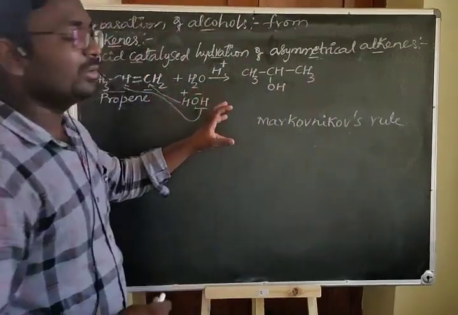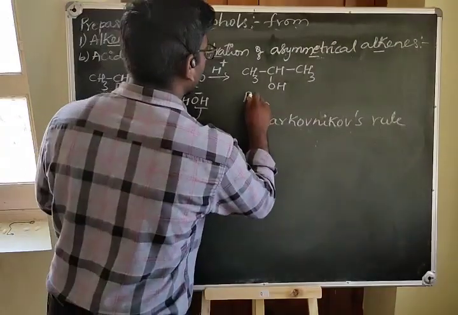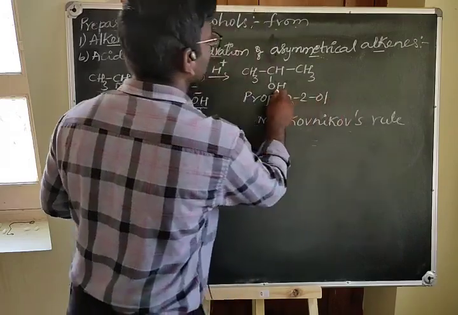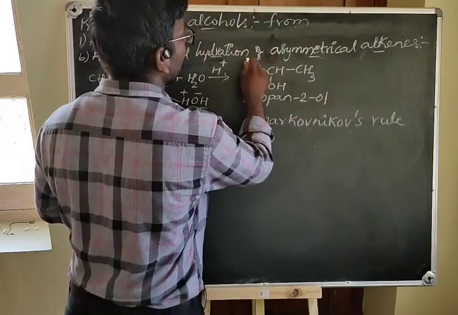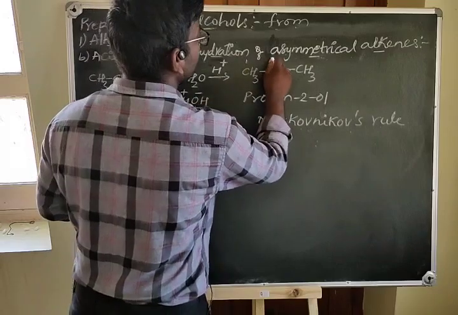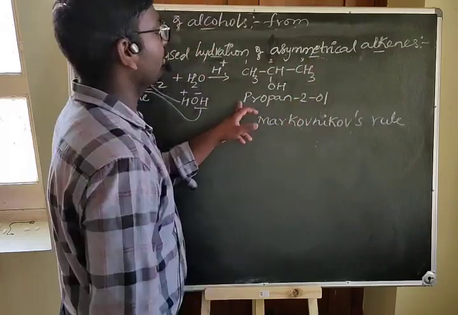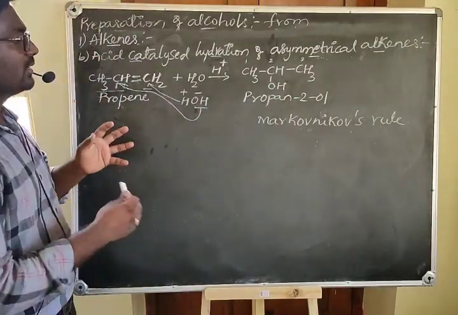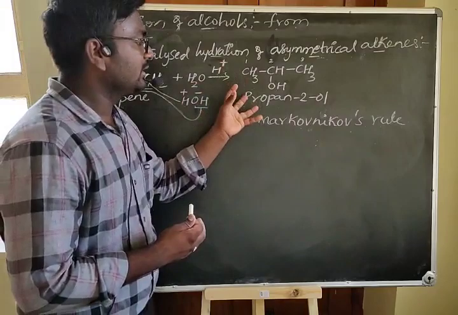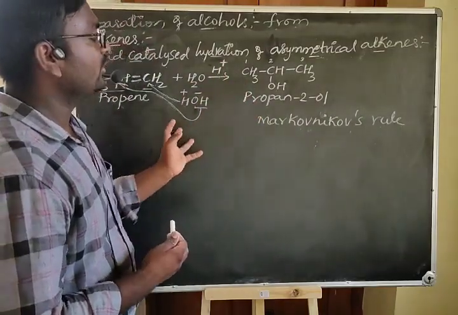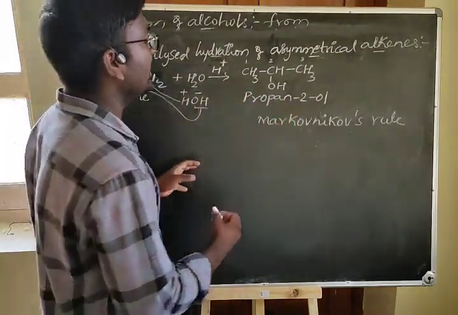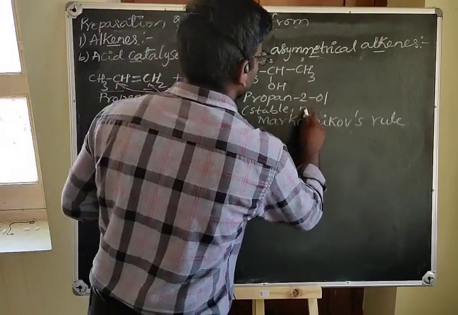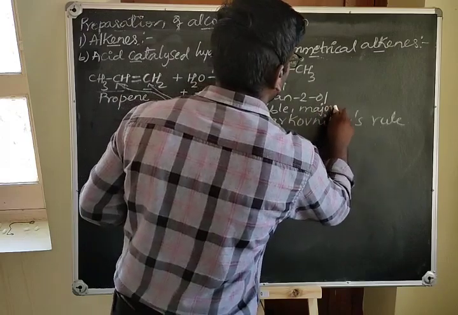So what is the name of this compound? Propan-2-ol, because the OH group is present on the second carbon. If you number this as 1, this as 2, this as 3, so propan-2-ol is the IUPAC name. Means here the product obtained after following Markovnikov's rule is a stable and major product.